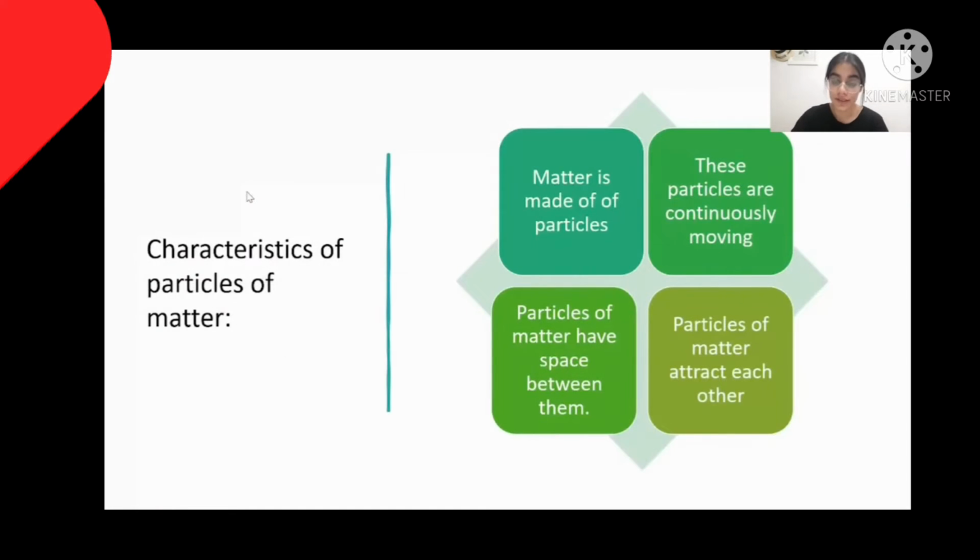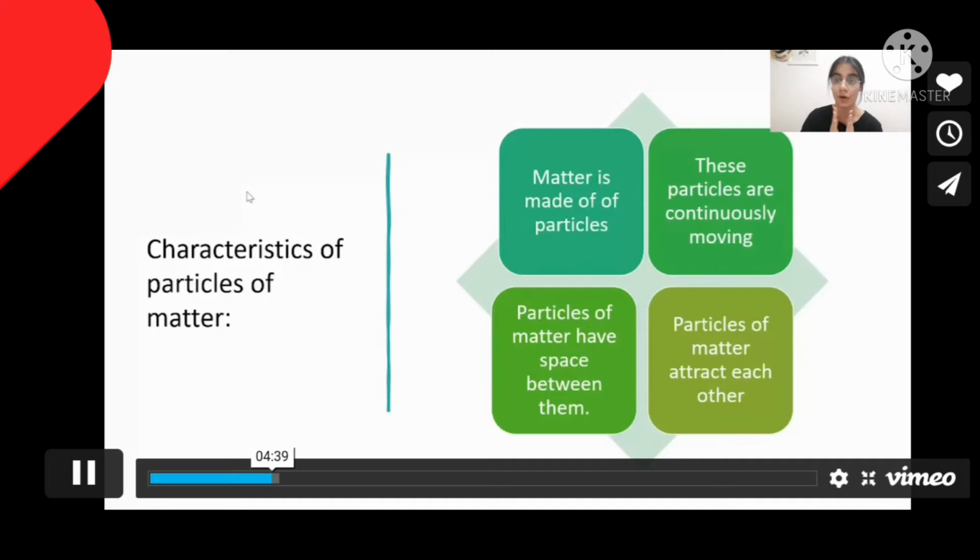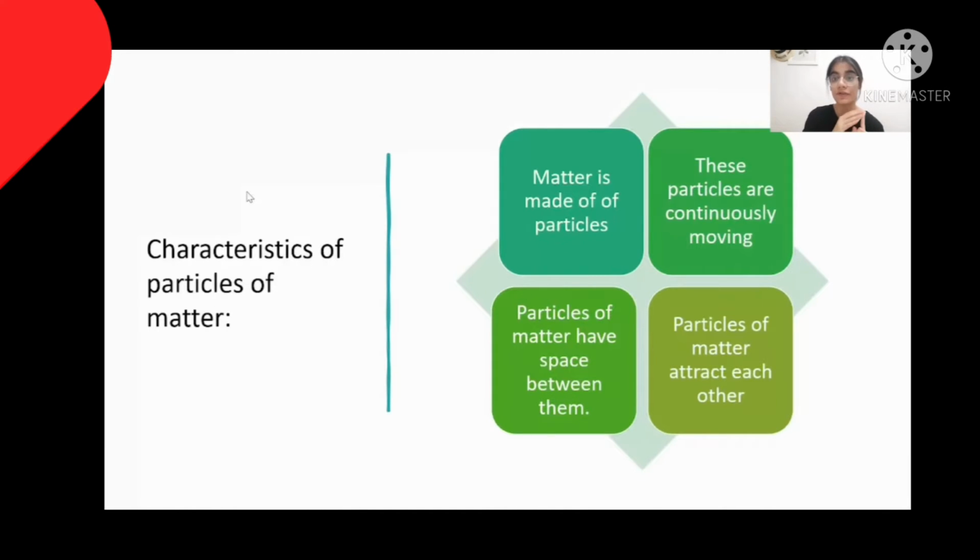So if we were to discuss some characteristics of particles of matter that we should remember during the whole chapter or during all the sessions that we would be discussing, it is that matter is made up of particles. Matter is made up of tiny particles. These particles of matter are continuously moving around, or they are vibrating, though we don't notice the movement, but they are continuously vibrating or continuously moving.